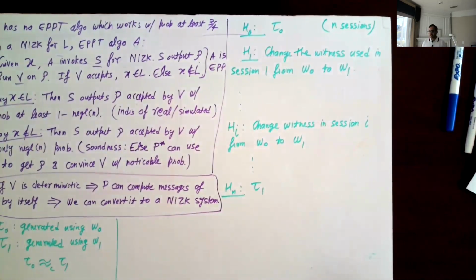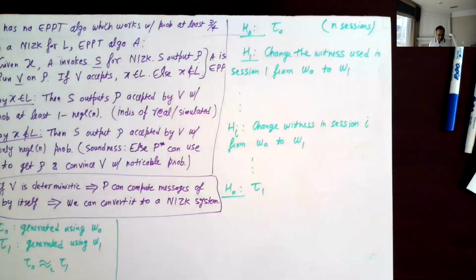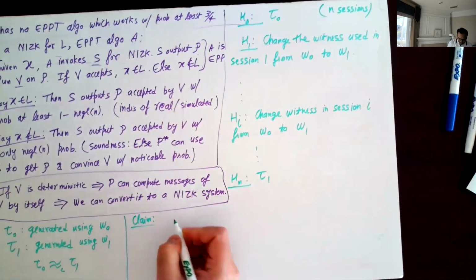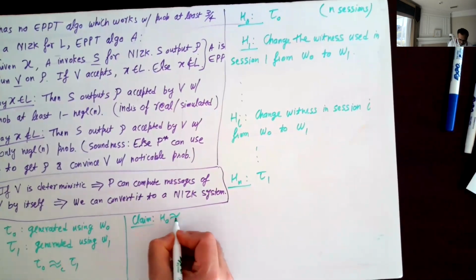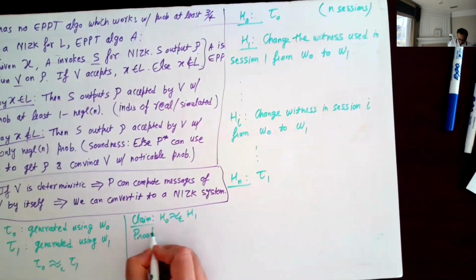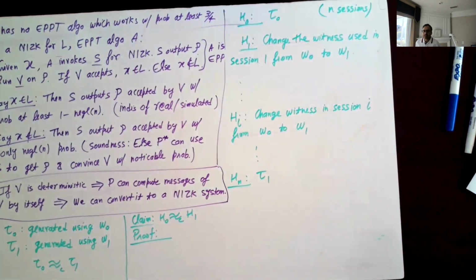So you have n parallel sessions. You start with W0 in all of them, and then you slowly change it to W1. And let's try to prove, for example, let's try to have a claim. My claim is hybrid 0 is computationally indistinguishable from hybrid 1. And now the idea is that the only change between hybrid 0 and hybrid 1 is in a single session.